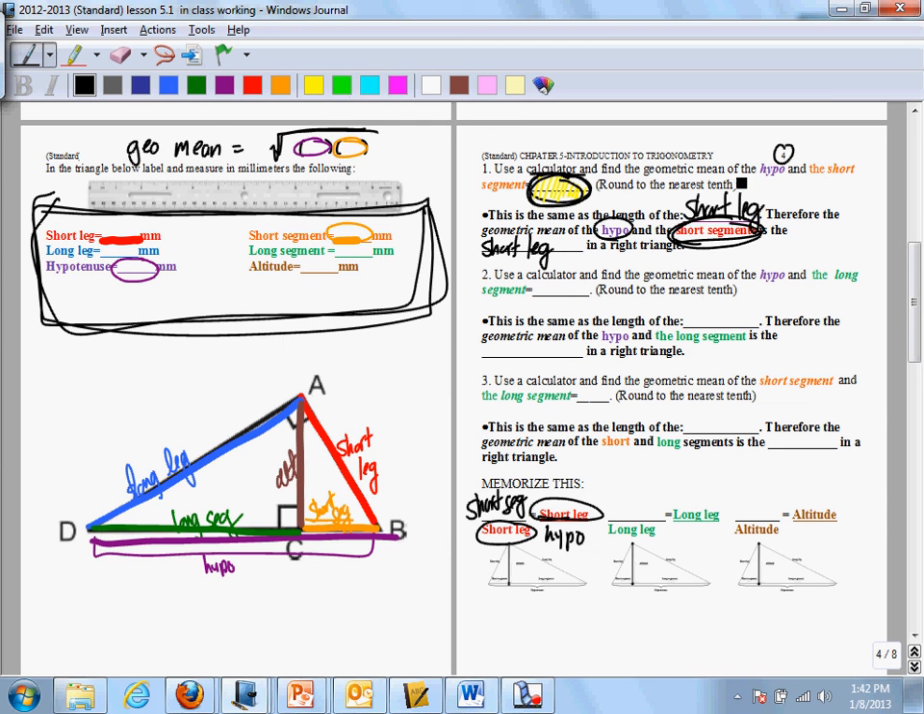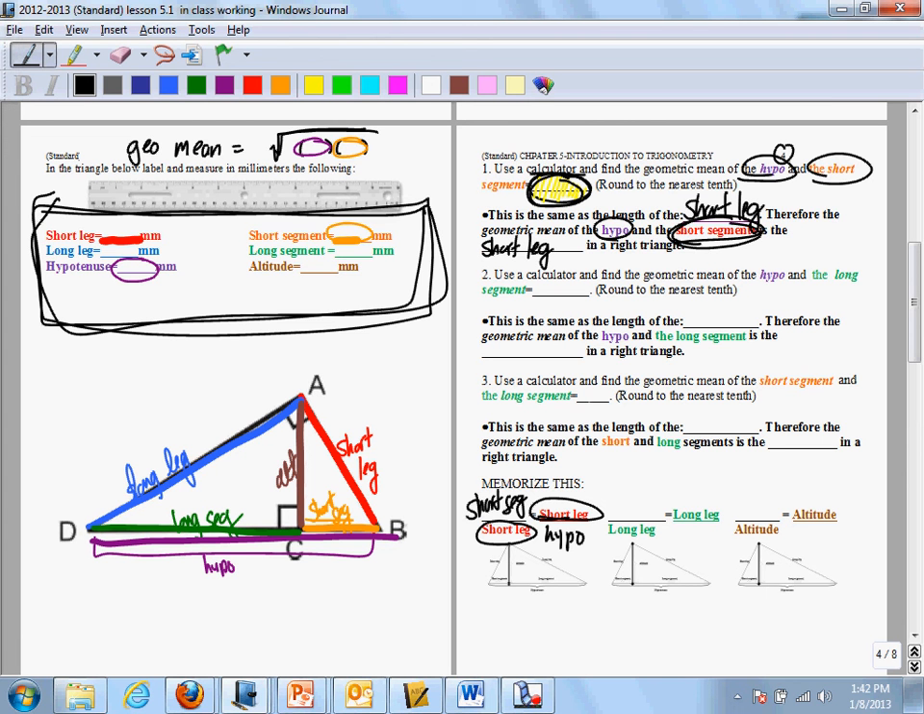Where did I get those? I got those from right up here. So fill out this proportion. Short seg over short leg equals short leg over hypo. Notice short leg's in the geometric mean position. We're going to do 2 more, and then we'll take a break.